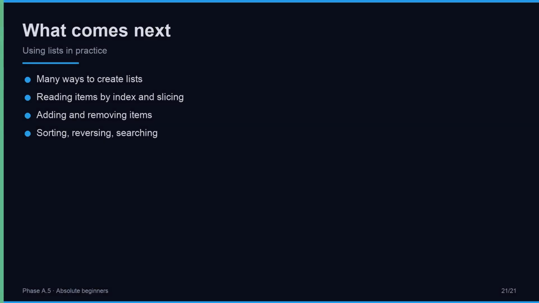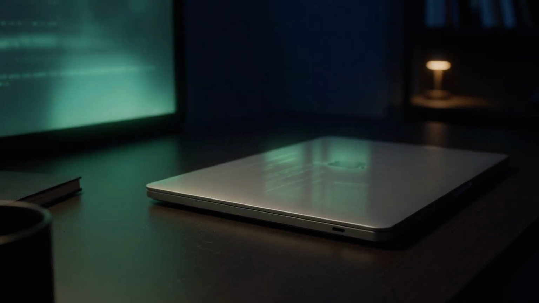What comes next? We go deep on using lists. You will learn many ways to create lists, not just square brackets. You will learn to read items by index, and to slice out a range of items. You will learn to add items at the end, insert them in the middle, and remove them by value or position. You will learn to sort a list, reverse it, and search for an item. The list becomes a tool you use without thinking. That is the goal of the next lessons. Deep dives next. Thanks for learning what a list is. Next we go deep on creating and using them. Lists begin.